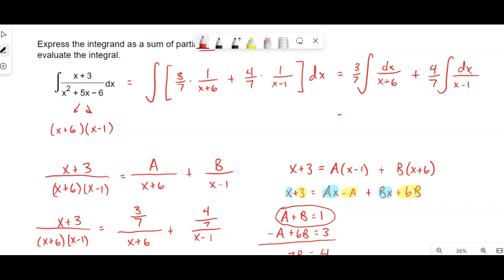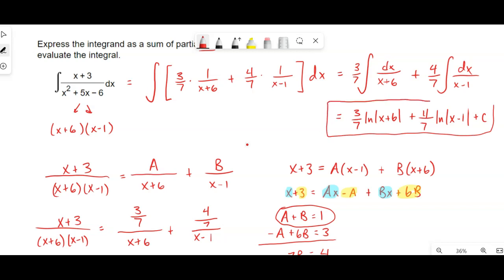And both of these are just logs. If you did a u substitution, you'd have u equals x plus 6, du equals 1 dx. So this is just 1 over u, so the integral is always going to be the log. So we end up with 3/7 the natural log absolute value of x plus 6 plus 4/7 the natural log absolute value of x minus 1 plus c. So there's how you use partial fraction decomposition in a calculus problem.